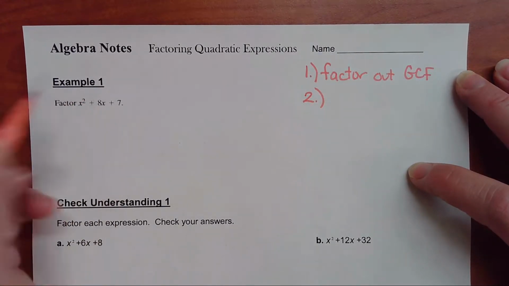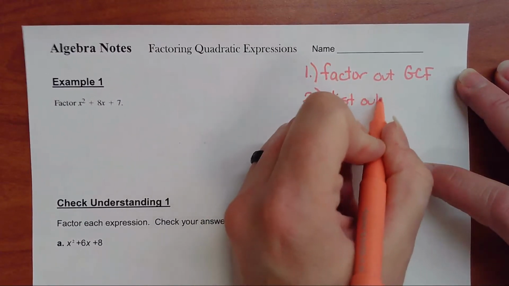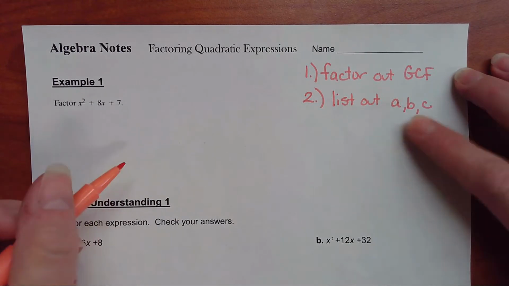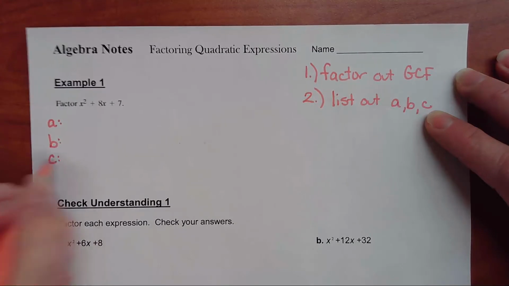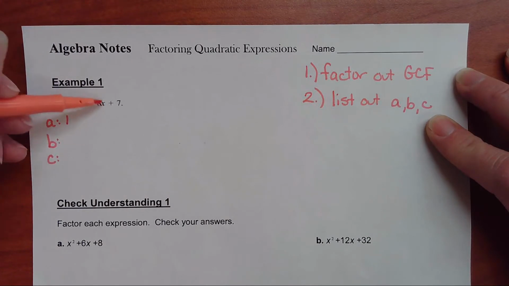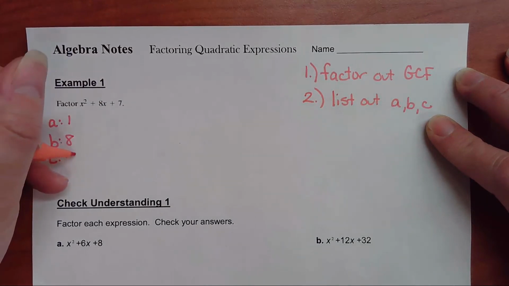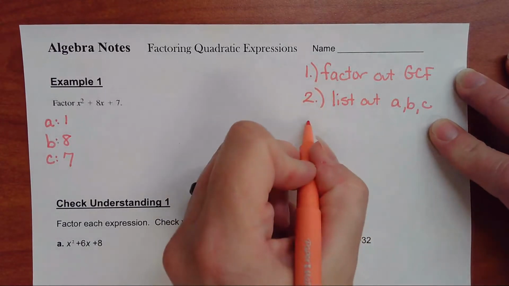Once you identify that you have a quadratic, then you are going to list out A, B, and C. A, B, and C are the numbers in front of your variables in your equation. A is always the number in front of x squared, so in our case, A is going to be 1. B is always the number that's just in front of x, so B is 8. And C is always going to be your constant, which in this case is 7. Once you've listed these out, you move on to step 3.